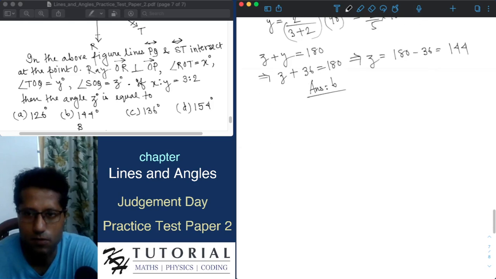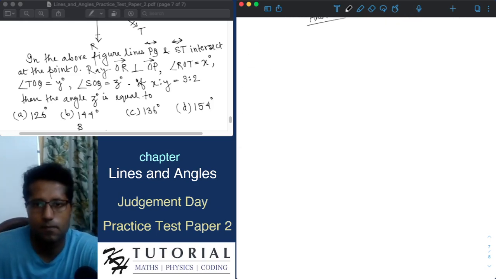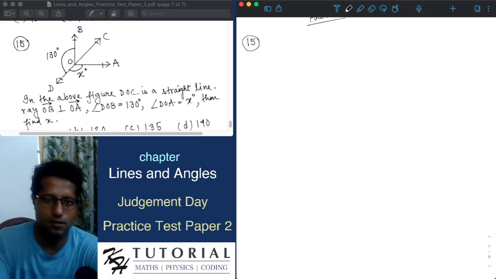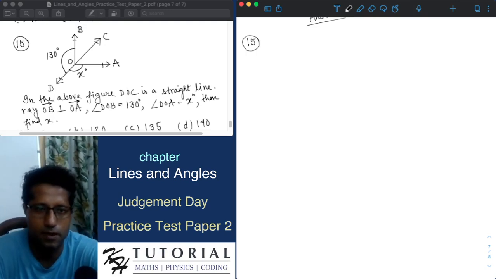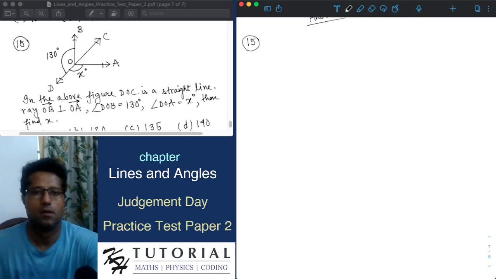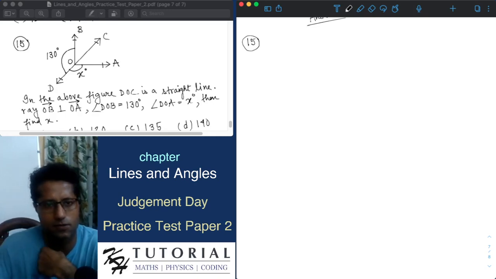Okay, let's do question number 15. Question number 15, there is a figure. It says in the above figure, DOC is a straight line. Ray OB is perpendicular to ray OA. Angle DOB is 130 degrees. Angle DOA is x degrees. Then find x.